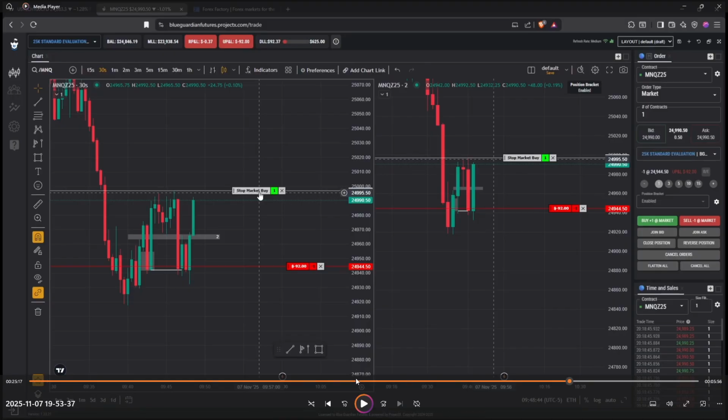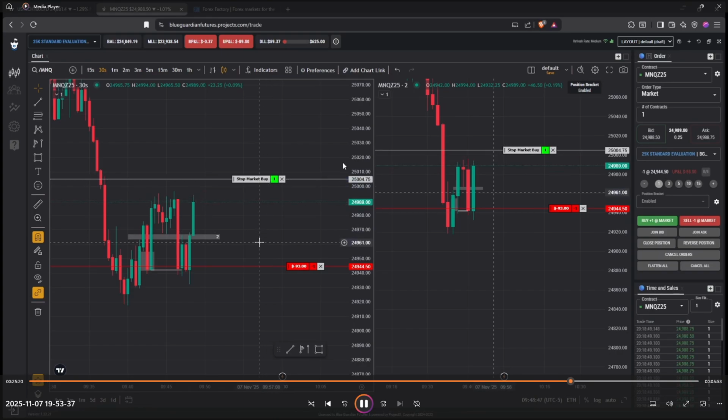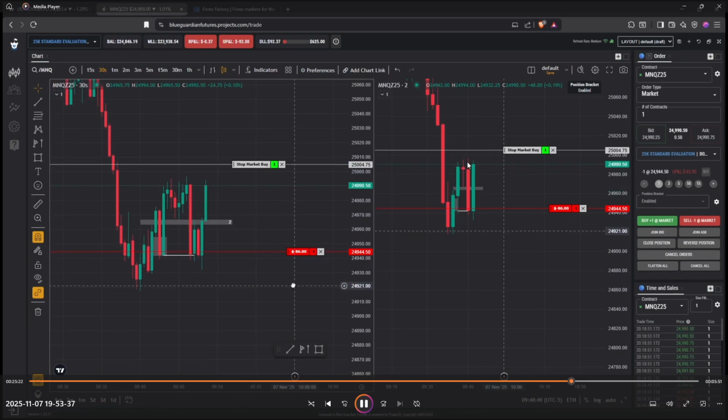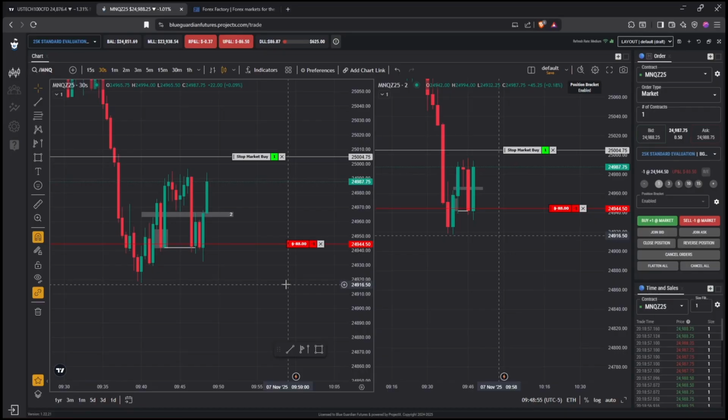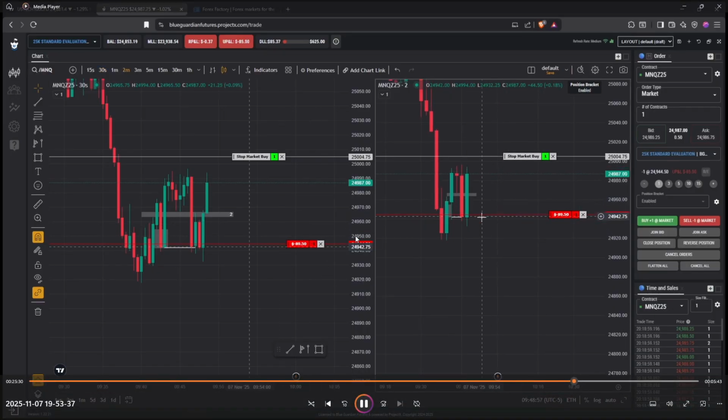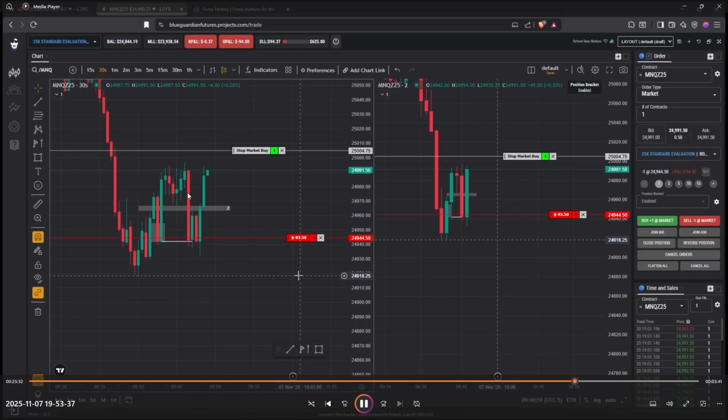I gave it a little bit of room to breathe. If you see here, I should have initially just waited for the market to touch the equilibrium, and then I needed to see some sort of price action before continuing, because my entry was also way too early for this.